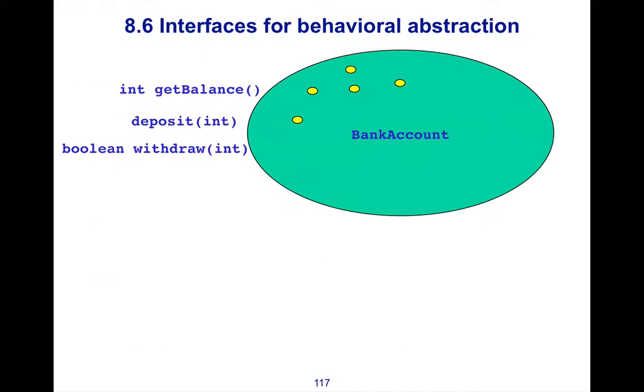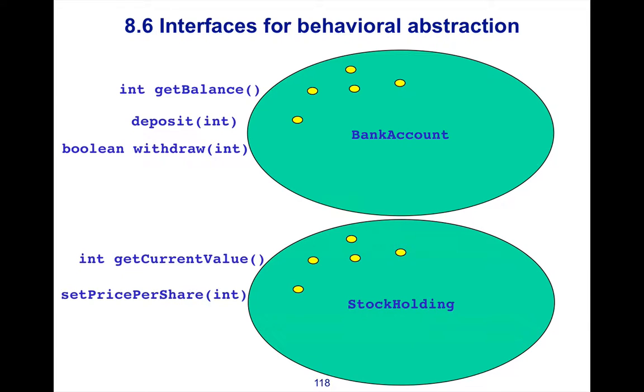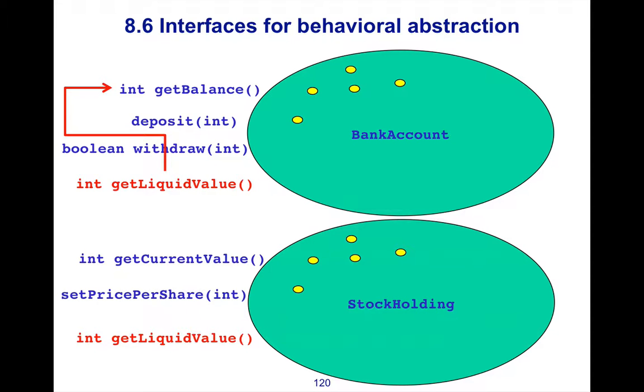If we go back to the object design, here we see a bank account type, and it offers getBalance, deposit, and withdraw. And here's a stock holding type, which offers getCurrentValue and setPricePerShare. And we're going to introduce the same method into each of them with the name getLiquidValue. Once that's in place, we can put the proper code in each object to return the right value. So for a bank account, getLiquidValue would delegate to getBalance, since the liquid value of a bank account is simply its balance. And inside stock holding, getLiquidValue would delegate to getCurrentValue, which computes the price per share times the number of shares you have.